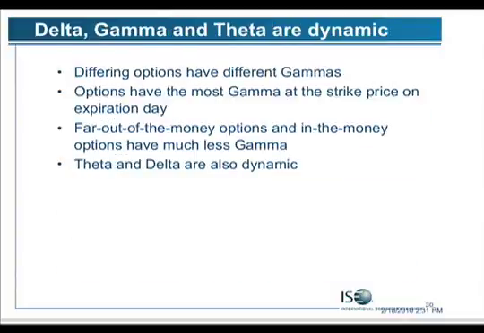Different options have different gammas. Options have the most gamma at the strike price on expiration day for out-of-the-money options, and in-the-money options have much less gamma. Theta and delta are also dynamic. Everything's changing. We know this.